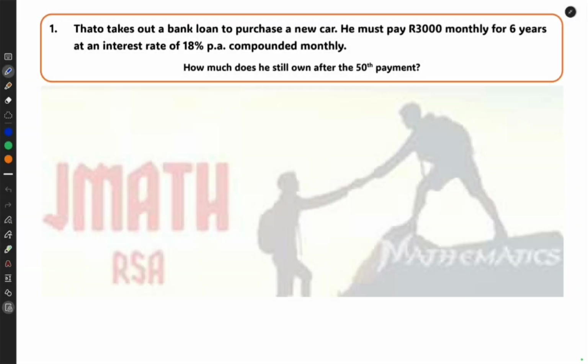Question 1. Tato takes out a bank loan to purchase a new car. He must pay 3,000 monthly for 6 years at an interest rate of 18% compounded monthly. How much does he owe after the 50th payment?